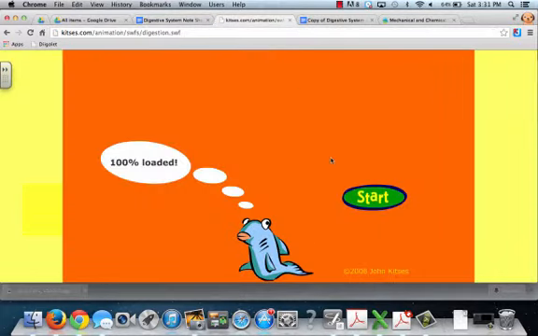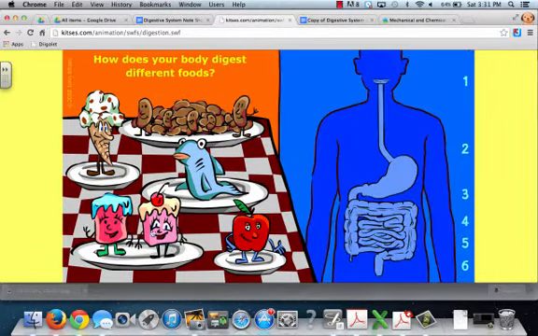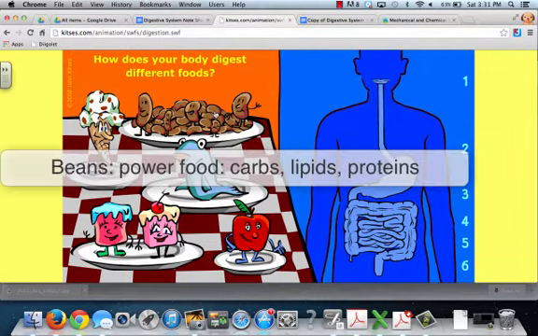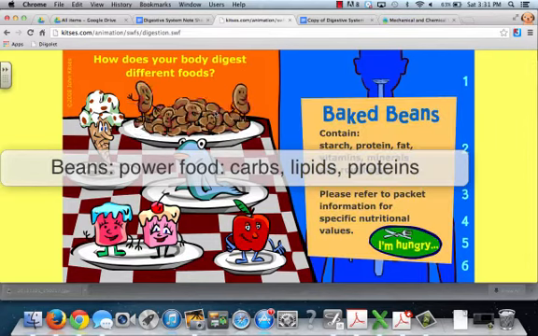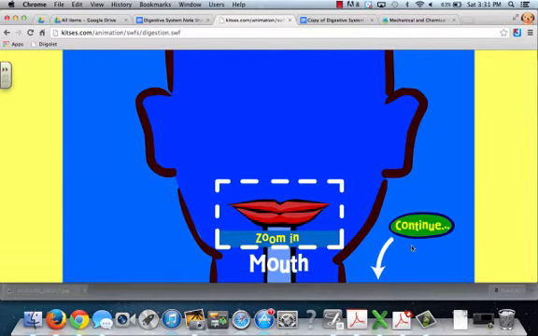Okay, so this is the animation. We're going to start. This animation has a bunch of different food options. I'm going to choose the beans because the beans are what we call a power food. We've got carbs, lipids, and fats in them. So I'm going to choose beans. I'm going to say that I'm hungry. All right, here's the mouth.